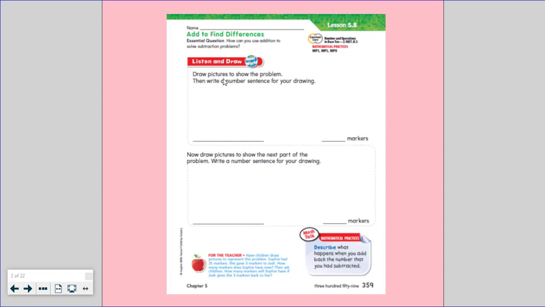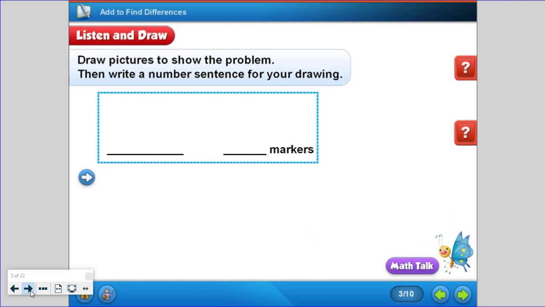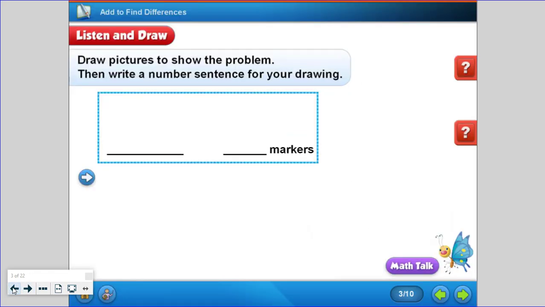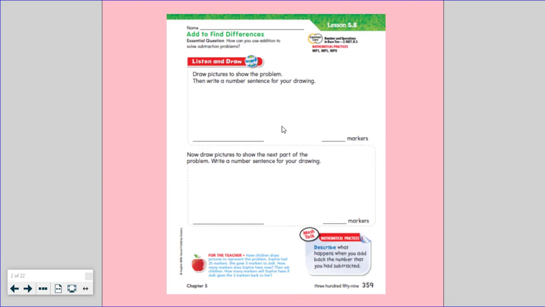The listen and draw says, draw pictures to show the problem, then write a number sentence for your drawing. And then it says, now draw pictures to show the next part of your problem, write a number sentence for your drawing. All right, so here's the problem. Sophie had 25 markers. She gave 3 markers to Josh. How many markers does Sophie have now?